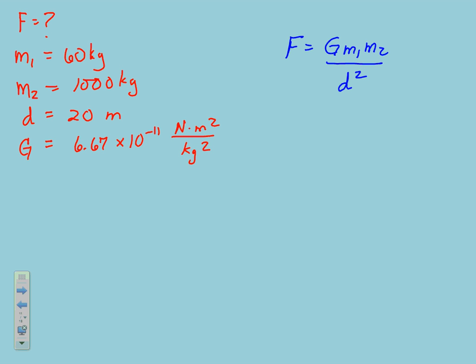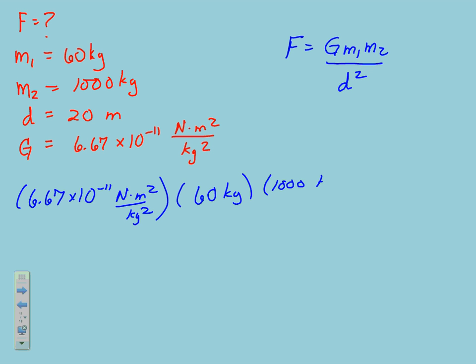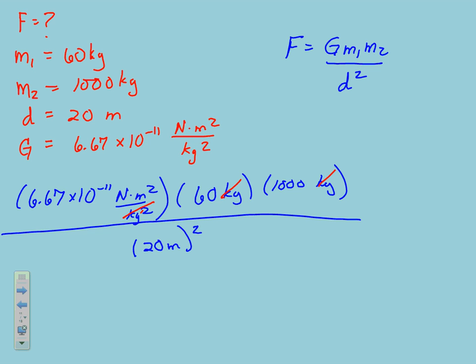So G is 6.67 times 10 to the negative 11 newton meters squared per kilogram squared, multiplied by your two masses, 60 kilograms and 1,000 kilograms, and divide that product by your distance squared. Don't forget to square it. So, looking at units, we're going to end up with newtons for our force. Kilograms are there twice, so they cancel with that denominator. Meters will be squared, so those will cancel.